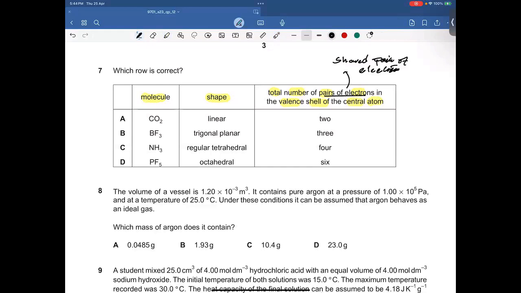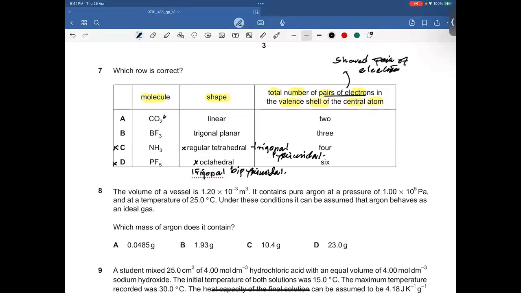Okay, let's talk about option D first. We have PF5. Its geometry is given as octahedral. This geometry is incorrect, which means option D is also incorrect. Why incorrect? Because PF5 has trigonal bipyramidal geometry, just like PCl5. All right. Ammonia has an incorrect shape. It is not regular tetrahedral. It is trigonal pyramidal.